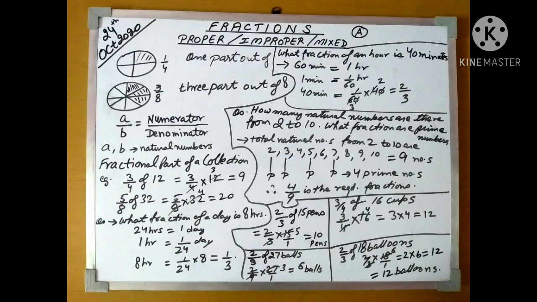Now if somebody asks me what fraction of a day is 8 hours, I will solve it like this. 24 hours is equal to 1 day, 1 hour is equal to 1 by 24th day, and 8 hours is equal to 1 by 24 into 8, that is 1/3 of a day.